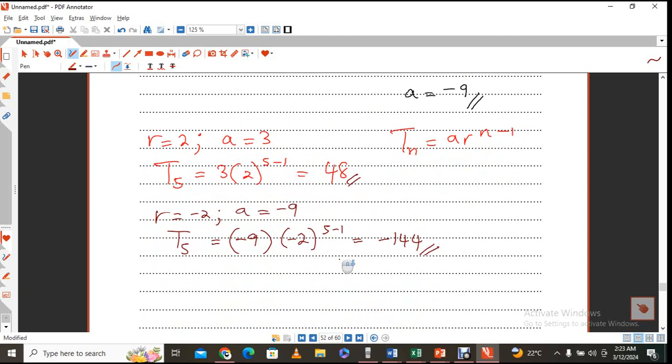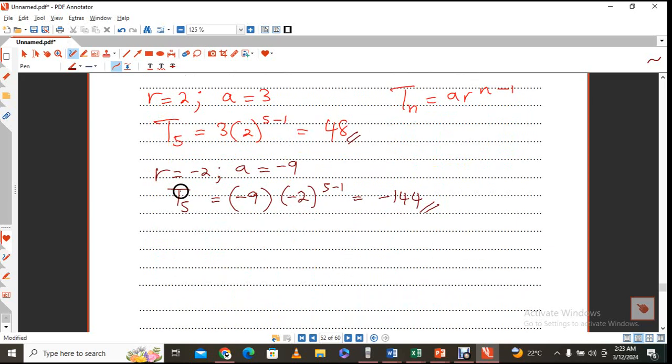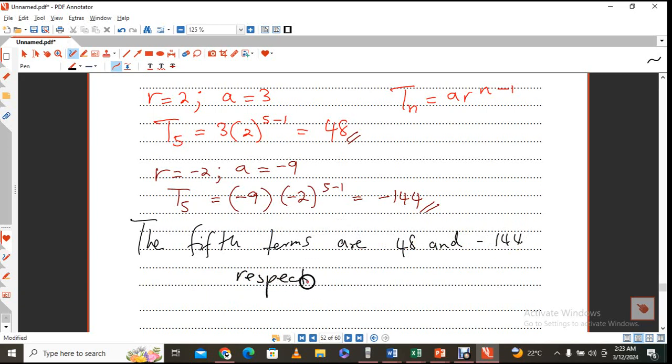So for the fifth term, you can go ahead then and answer the question. I say the fifth term, maybe I should just write it out. We say the fifth terms are 48 and negative 144 respectively.